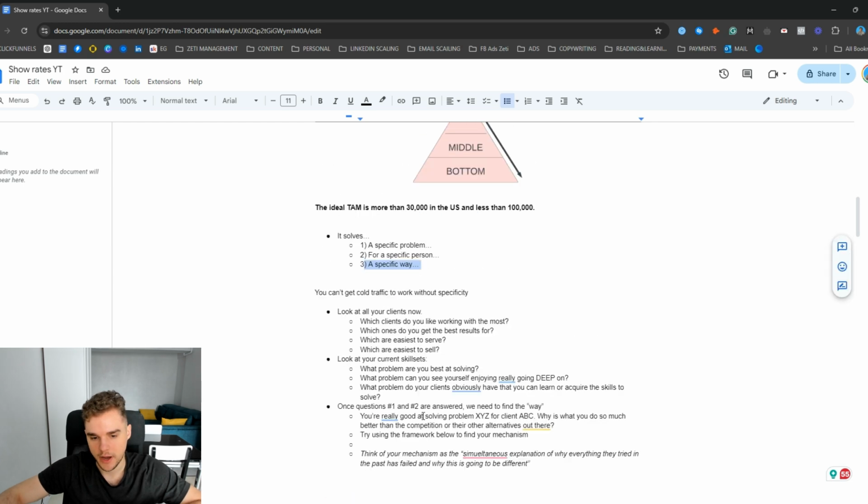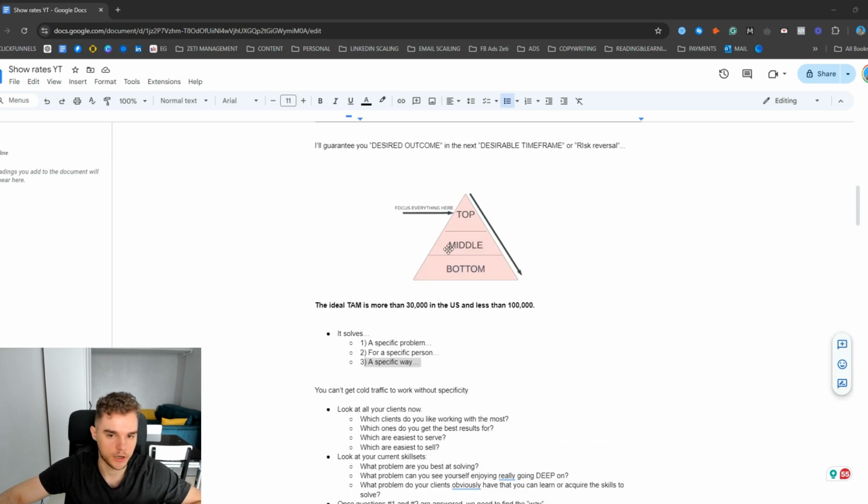So basically, the unique mechanism is the simultaneous explanation of why everything they've tried in the past has failed and why this time is going to be different with your service. You want to have a very strong mechanism, okay? But the point is that you want to be super specific with your offer. You cannot go broad, okay?